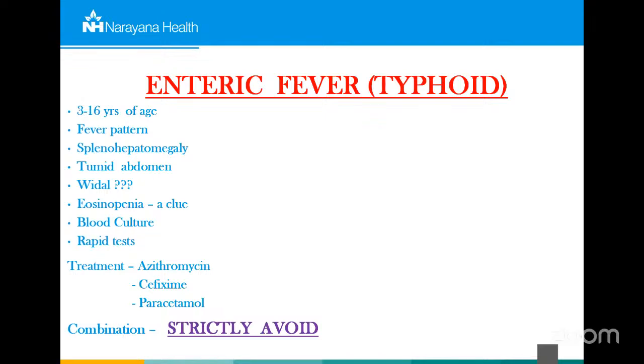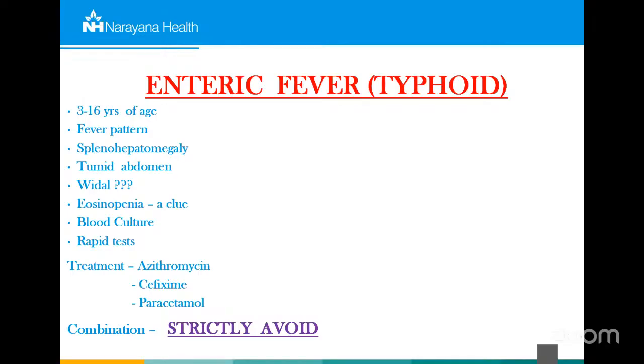A very important clue in a CBC: if you find a 0 eosinophil, just keep your antenna up. Blood culture is the sine qua non. That is, the bacterial culture is the most important investigation. Rapid tests again take 7-10 days. Please, IgM, whatever, is useless.